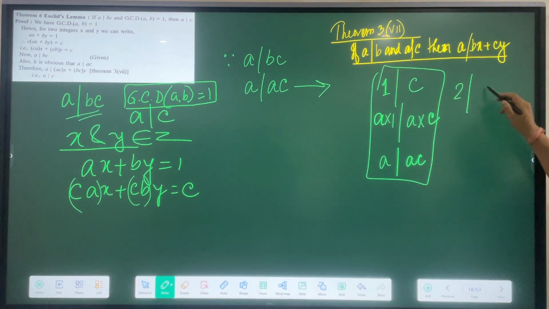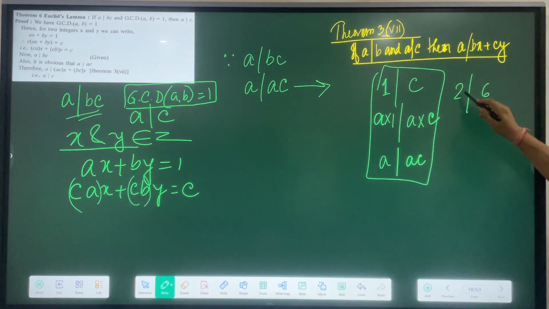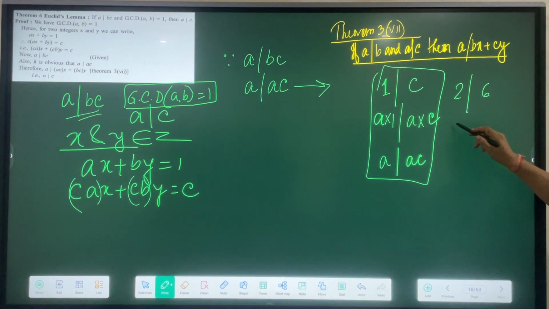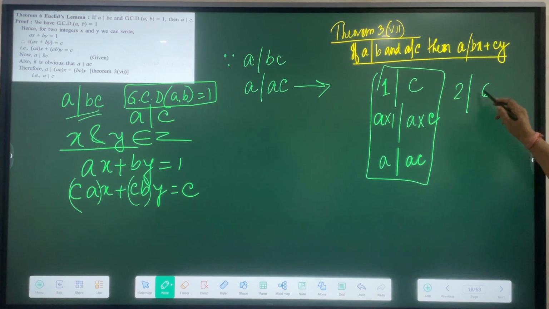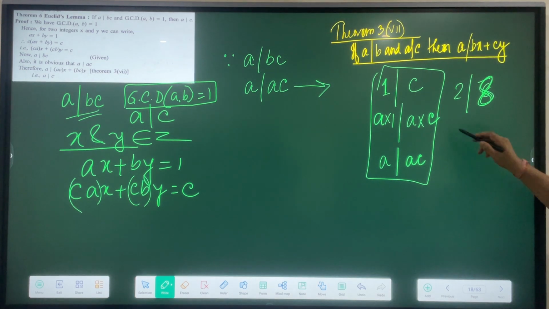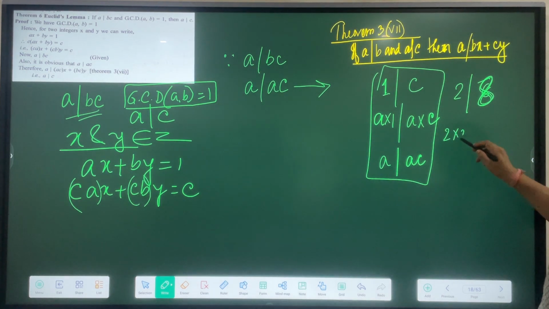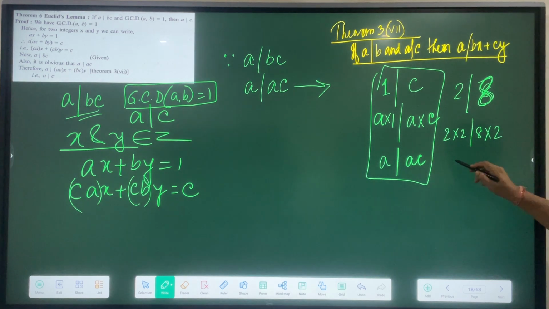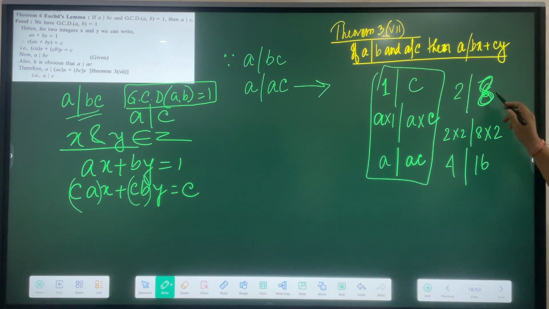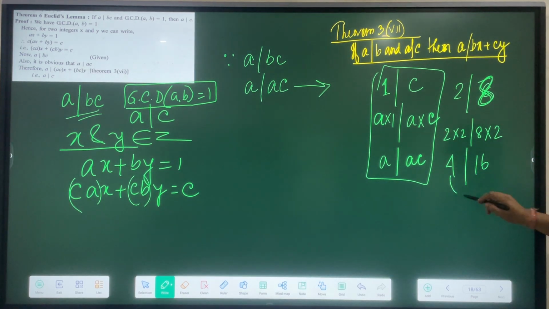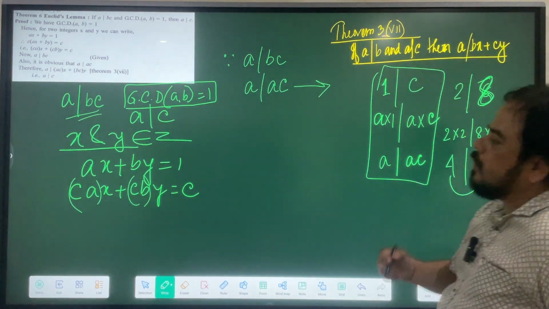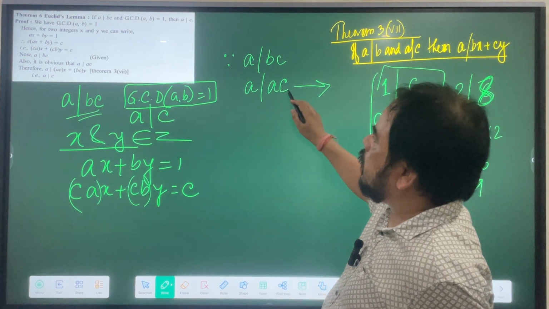If 2 divides 6, and if we multiply both sides, suppose 2 divides 8. If we multiply both sides by 2, that means 4 also divides 16. 2 divides 8, both sides we are multiplying by 2. 2 into 2 is 4, 8 into 2 is 16. So 4 also divides 16. Same thing here, so A divides AC.